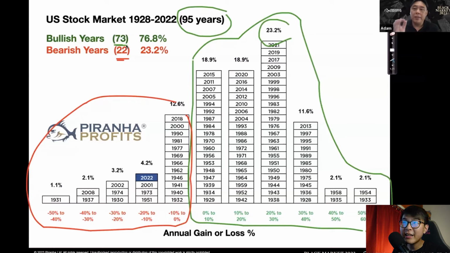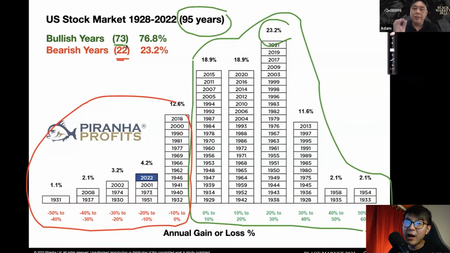Out of 95 years, if you're invested into the S&P 500, you will always earn money. There are some years where you earn a lot of money, like 1954 or 1933. There are some years where you actually lose a lot of money. If you invested into the S&P 500 in 2022, from a valuation standpoint, that year, you would have lost about 10 to 20% of your money. But does it really matter? And that's where the most important lesson is.